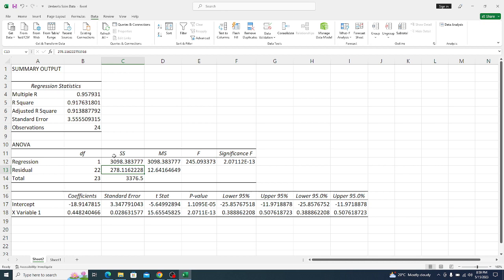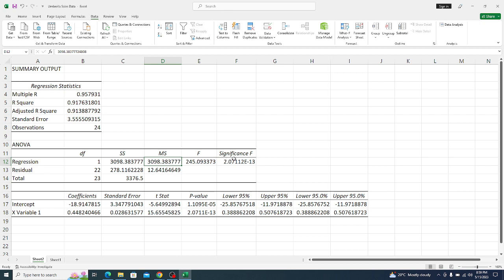If this is less than the regression value, that is the sum of squares, then we usually say your model is good and reliable. Then we have the mean square. I don't want to include the error here, but the mean square, of course, is the mean of the sum of squares.